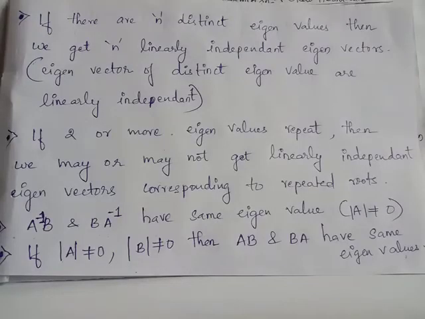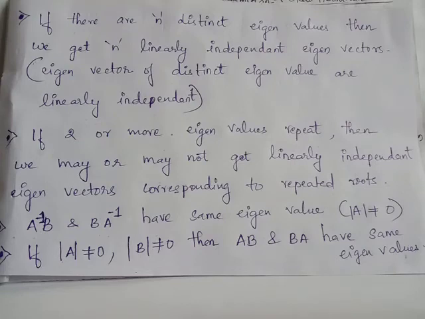Another interesting property is that corresponding to n distinct eigenvalues for a square matrix, we always obtain n linearly independent eigenvectors. But if two or more eigenvalues repeat, then we may or may not get linearly independent eigenvectors corresponding to the repeated roots.